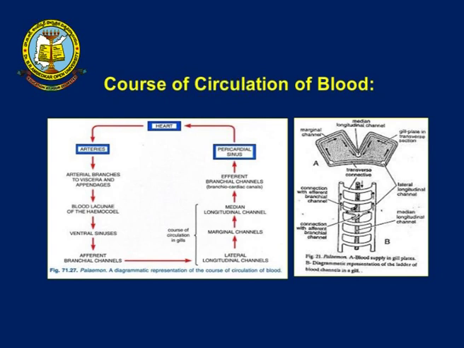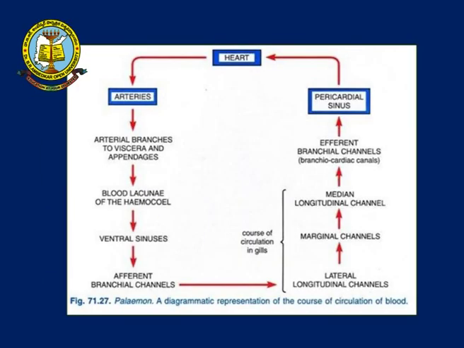From the pericardial sinus, the ostia takes the blood inside, and from the heart, the blood is pumped to different parts of the body. So, that is how the oxygenated blood is supplied. So, here you can clearly understand how the circulation of the blood occurs. From the heart, they move into the arteries. From the arteries, they go into the arterial branches to viscera and the other appendages. Then the blood lacunae of the hemocoel. From there, they enter into the ventral sinuses.